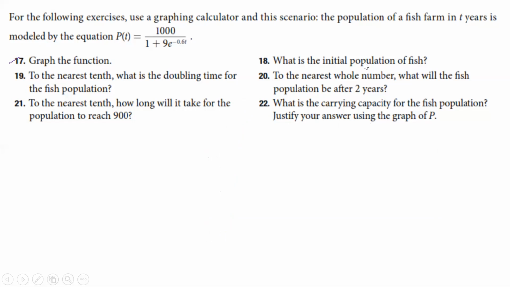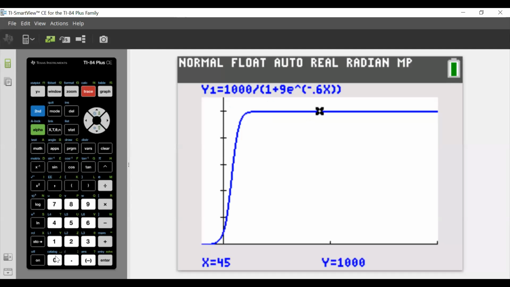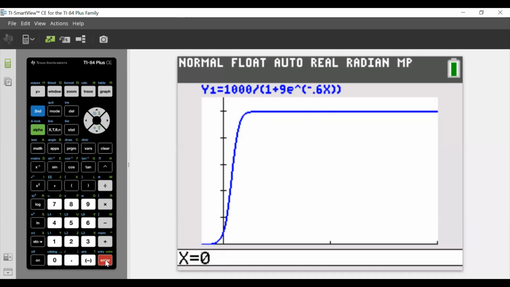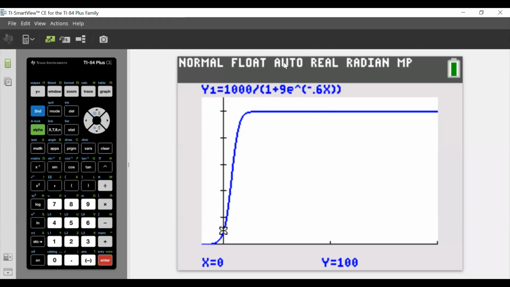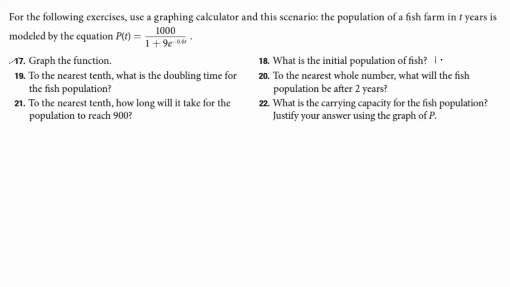Now 18 is, what is the initial population of the fish? Well, we can do that in 2 different ways. We can look at the graph and see what is at t equals 0. If we do that, we can say trace, and we want x equals 0, and it says it's equal to 100. That's one way we can get it really quick. So that's equal to 100.